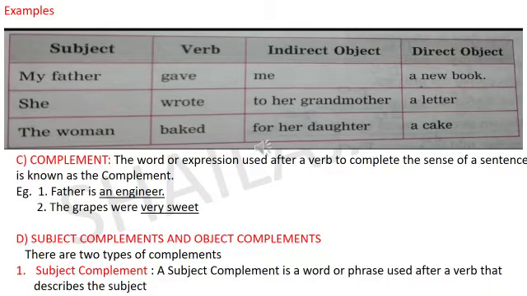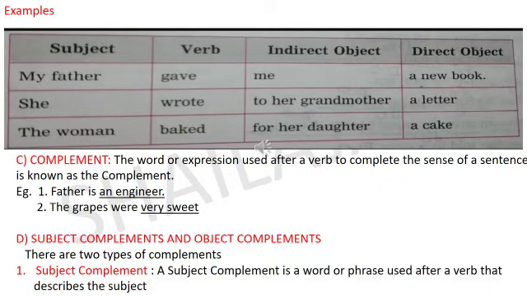Now, what is a complement? Let's see what is a complement, children. The word or expression used after a verb to complete the sense of a sentence is known as the complement. For example, the father is an engineer. So, after the verb, the expression is completing the sense in the sentence. So, an engineer is the complement in the sentence. Father is an engineer. The grapes were very sweet. Very sweet is a complement in the sentence.